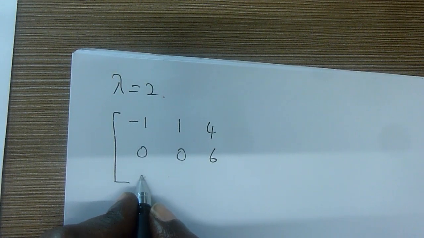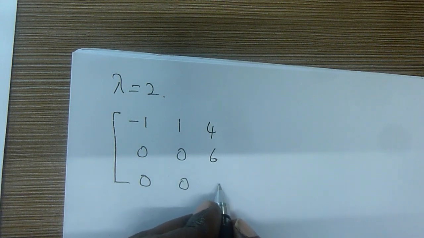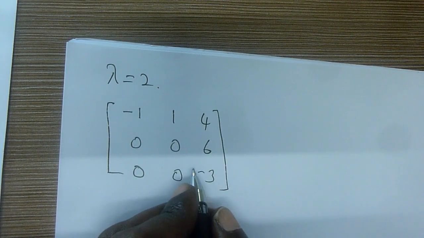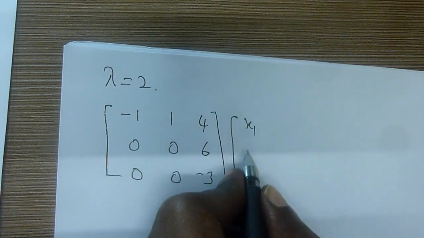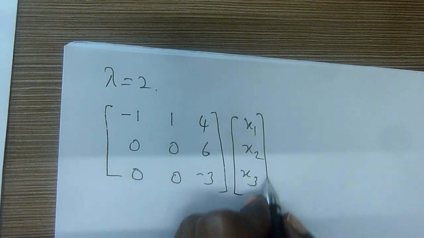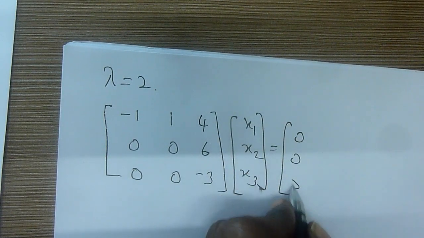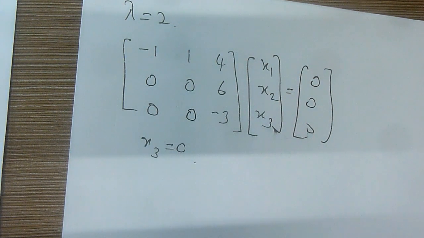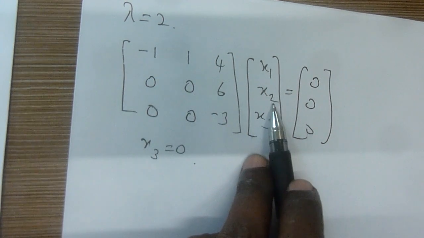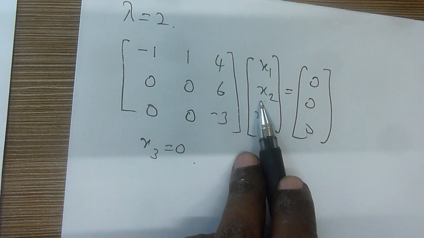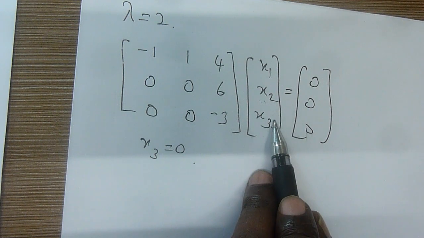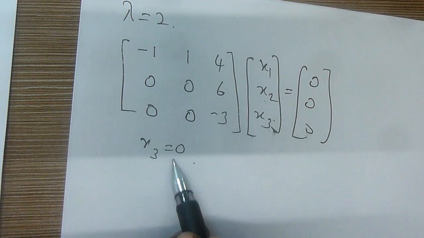Okay, what about the last one? 0, 0, -2, 2 is a -3. Is something the same? Is it same? No, it cannot be. You see, x1, x2, x3 equals 0, 0, 0. Again x3 is 0, understood. Can I say x2 is 0? Cannot. I cannot say anything about x2. x2 we don't know, it's an arbitrary value. Therefore, we know x3 is 0.